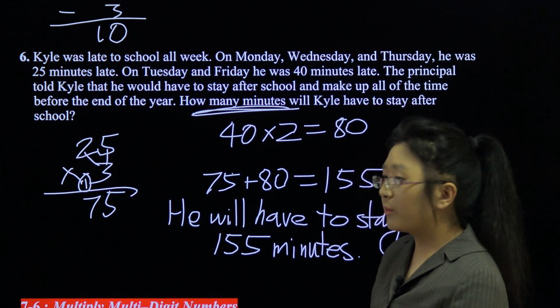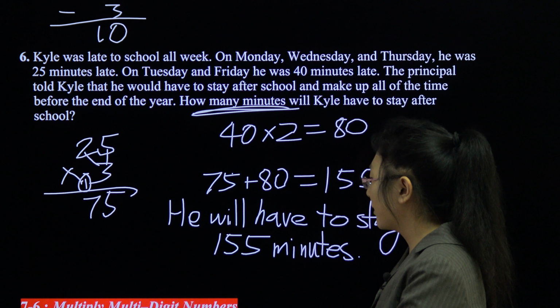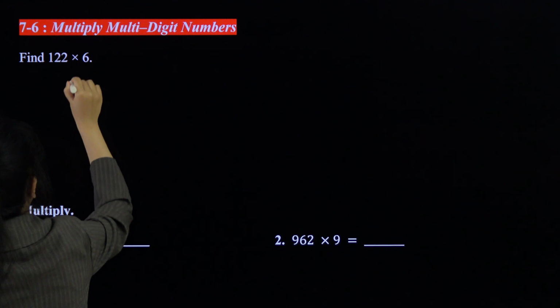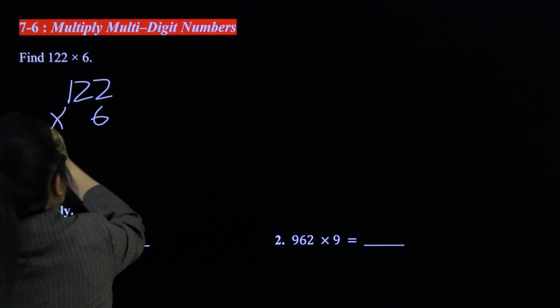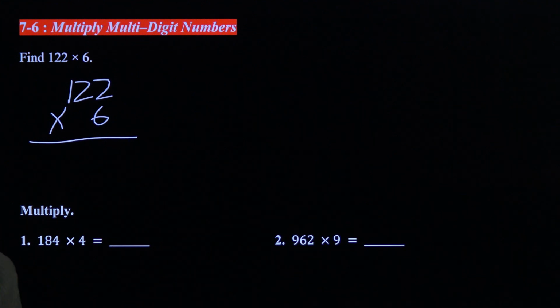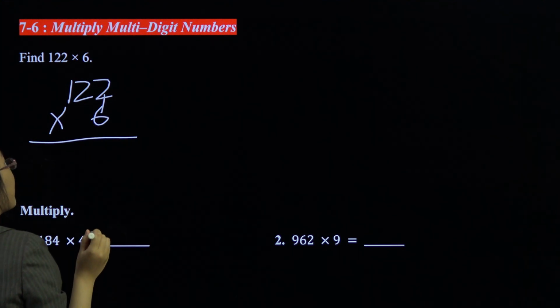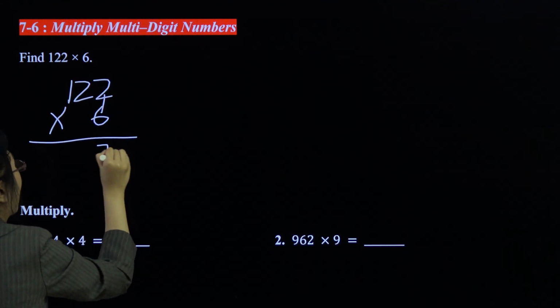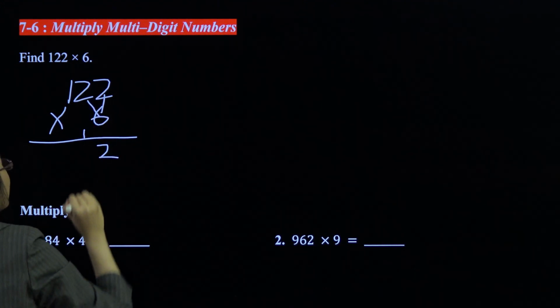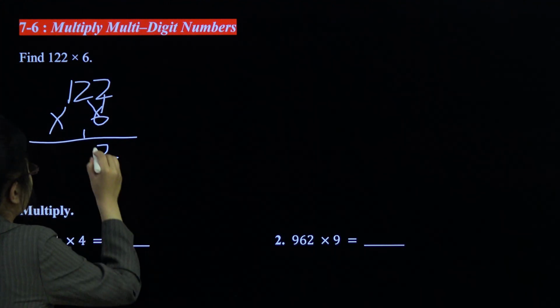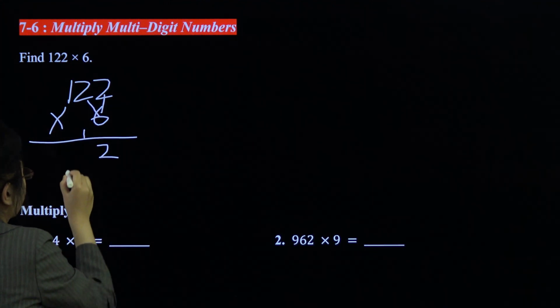Yay! Now we move on, finally, to multiplying multi-digit numbers. Find 122 times 6. So multiplying multi-digit numbers by a single digit is, well, really similar to multiplying two-digit numbers by a single digit, except with an extra step. So you go with the ones first. 2 times 6, that's 12. But then you regroup, and then you attack the tens, and then you get 2 times 6 again, well, 6 times 2, which is the same thing. And then you get 12 again, but you have to add the regrouped one, so that's 13.